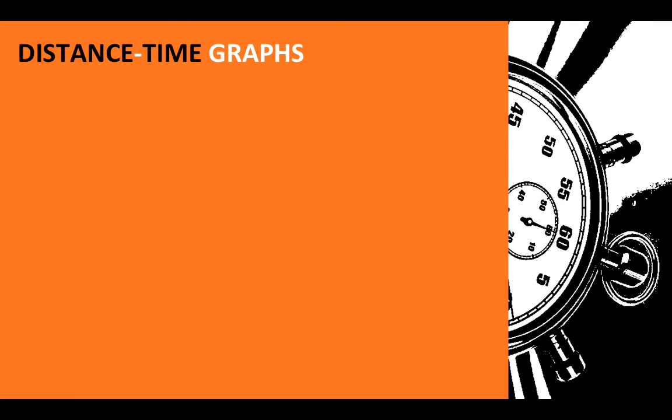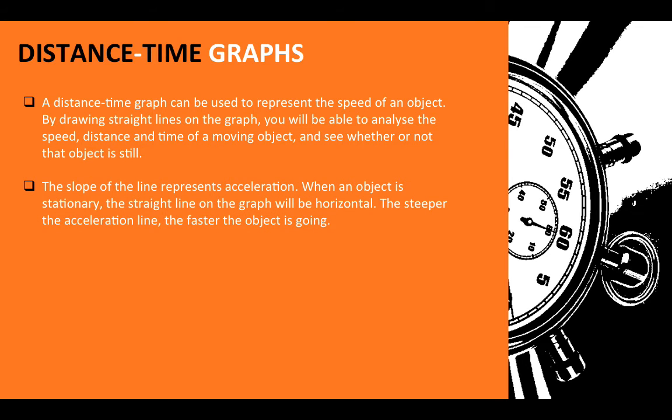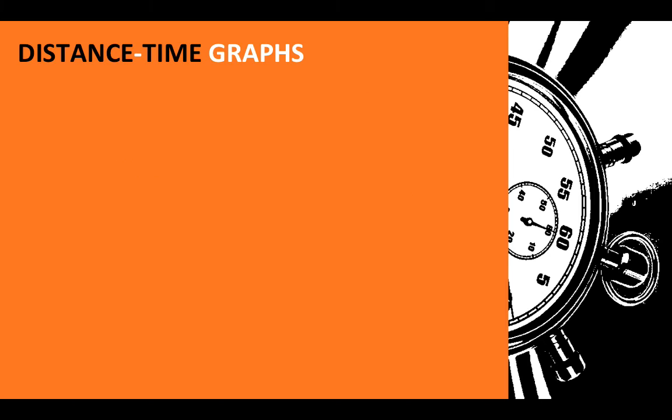So, distance and time graph. A distance time graph can be used to represent the speed of an object. By drawing straight lines on the graph, you'll be able to analyse the speed, distance and time of a moving object and see whether or not that object is still. The slope of the line represents acceleration. So when an object is stationary, the straight line on the graph will be horizontal. The steeper the acceleration line, the faster the object is going.